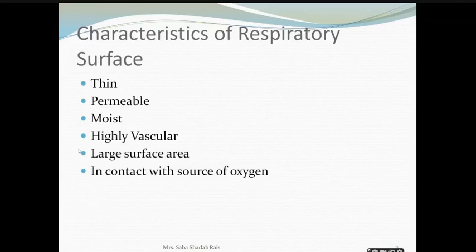Next lecture onwards we will be learning the comparative study of the respiratory organs. In that we will be learning the modified respiratory organs in the various organisms. So at this note, for today we'll stop.